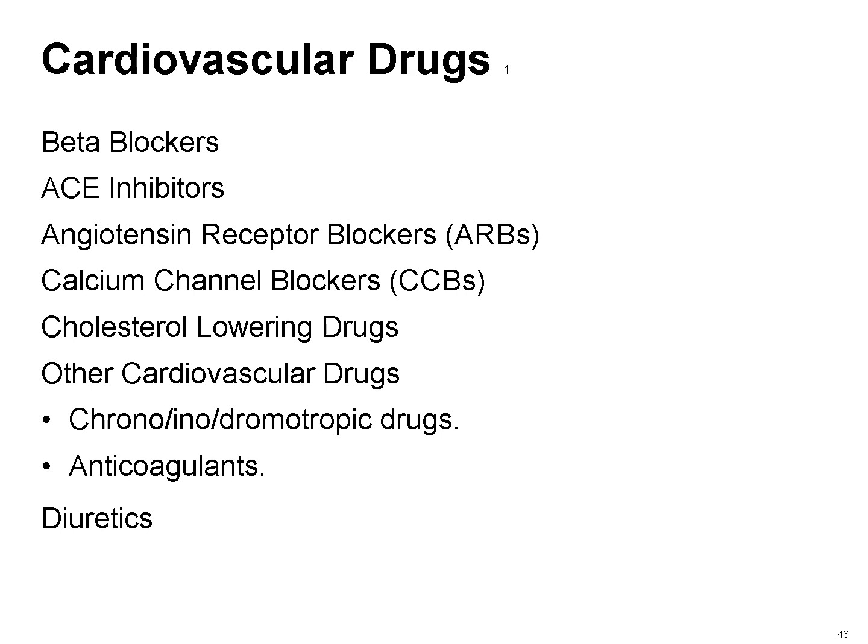Chrono/eno/dromotropic drugs. Chronotropic drugs affect the heart rate. Inotropic drugs alter the force of heart contractions. Dromotropic drugs influence the speed of electrical conduction in the heart. Use: manage arrhythmias, heart failure, and cardiac output.